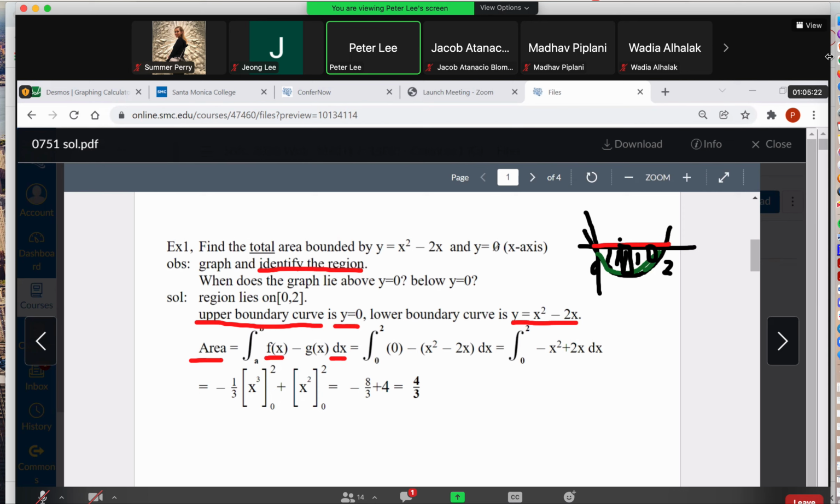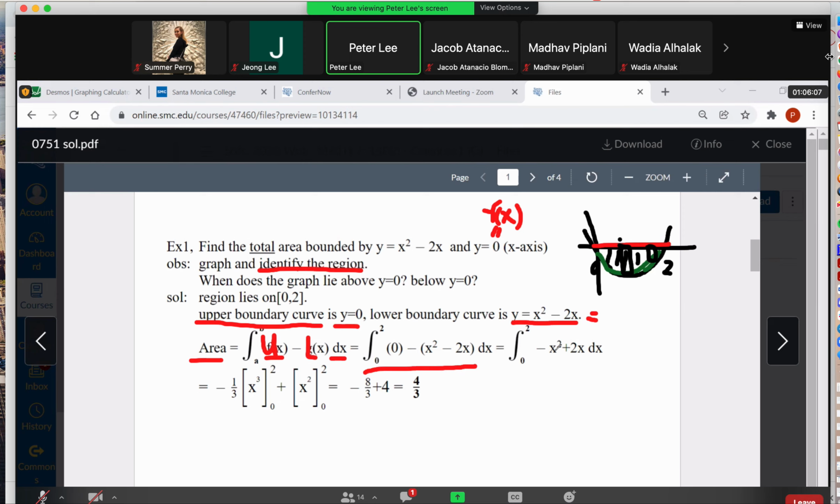In this case, this is our f of x, our upper boundary. It happens to be the zero function. And the other one, right here, is the lower boundary, our g of x. Anyway, this f of x and g of x is kind of irrelevant. They're not standard; you can call them by any name. I think I should just call this the upper boundary, U, and the lower boundary, L, for lower. Maybe that's a better, more descriptive way. And then that's the integral right there.